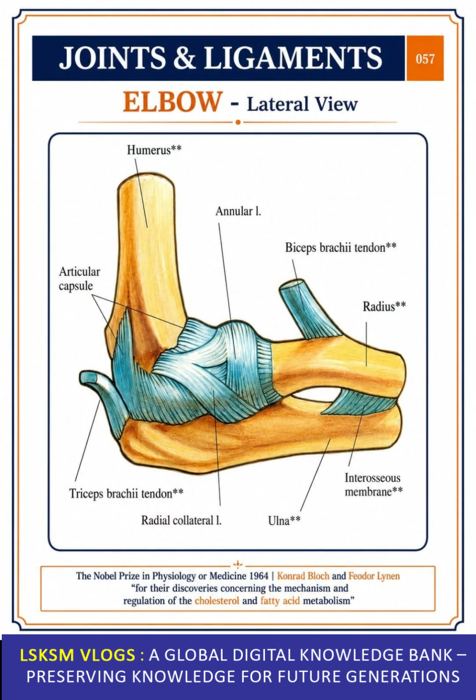Elbow, lateral view. The lateral view of the elbow shows the hinge joint and supporting ligaments. It allows bending and straightening of the forearm while maintaining stability.